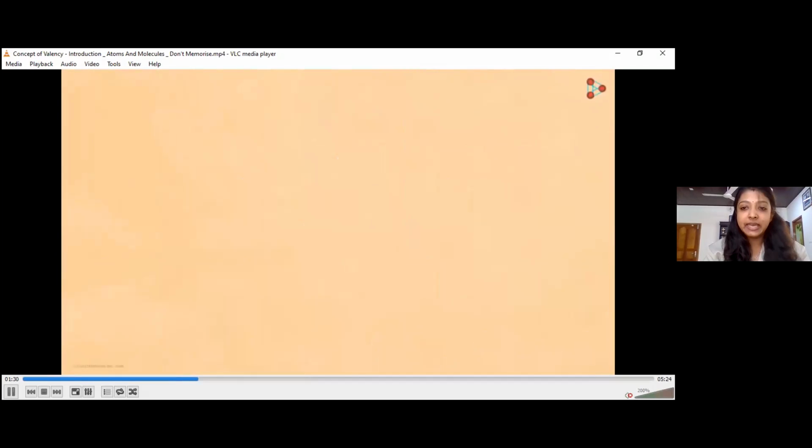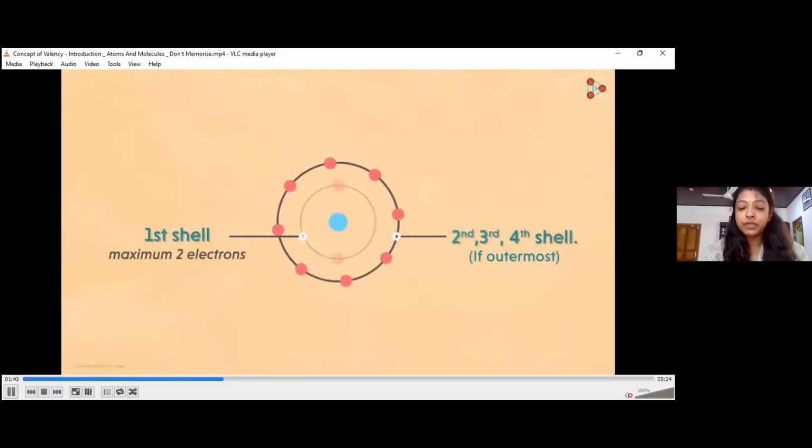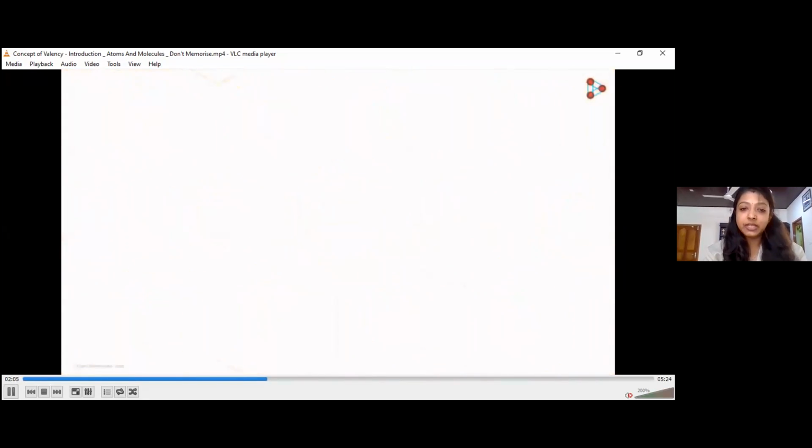Now, if we see the case of hydrogen, we know that the maximum number of electrons that can be accommodated in the first shell is 2. But for the following shells, that is the second, third, fourth, and so on, the maximum number of electrons is 8. That is the basic of this. And these 8 electrons are called the octet state. That is a stable state and it is derived from the word octa, which means 8. So the octet state is the stable state for the remaining shells.